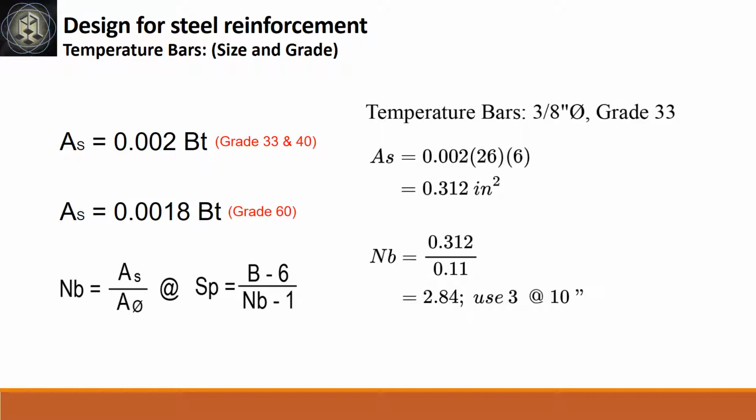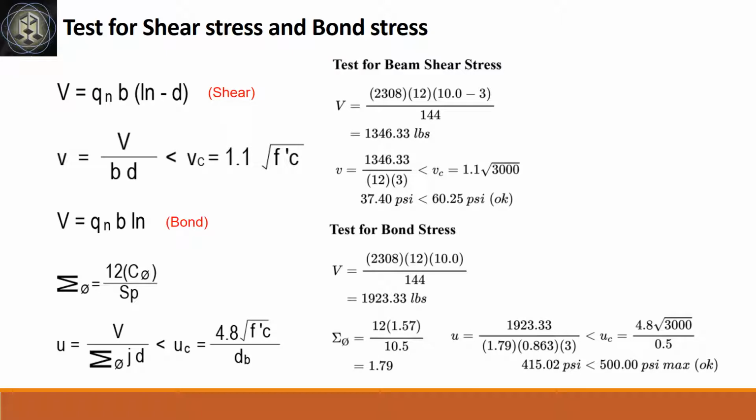The number of bars for 3/8-inch diameter bar is 2.84, round up to 3. Test for shear stress and bond stress. By following the computations, we get shear stress of 37.4 psi less than 60.25 psi and bond stress of 415.02 psi less than 500 psi.